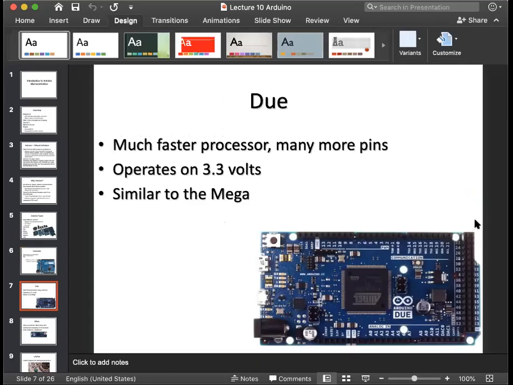Okay, next one is Due. Due has a much faster processor and it has so many pins. You can already see there are so many pins around it. So it provides us many more pins and operates at 3.3 volts. It is similar to the Mega Arduino.